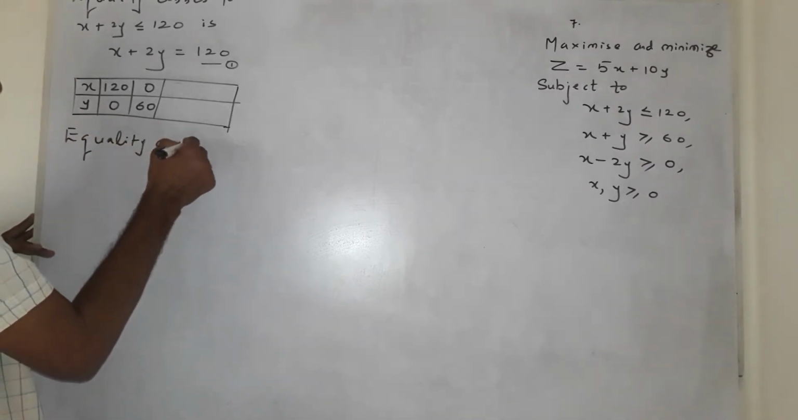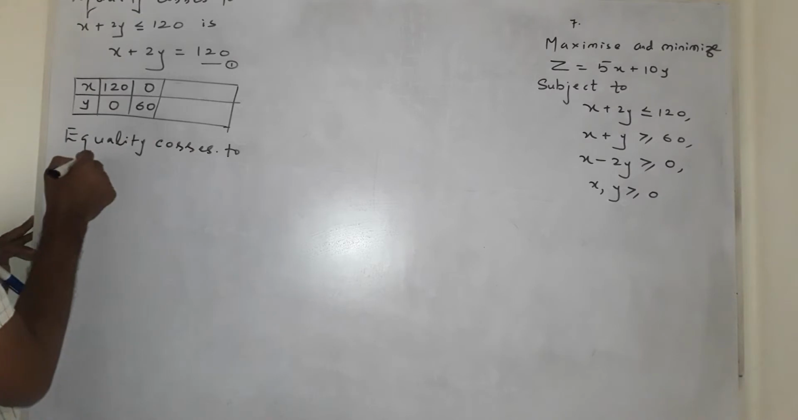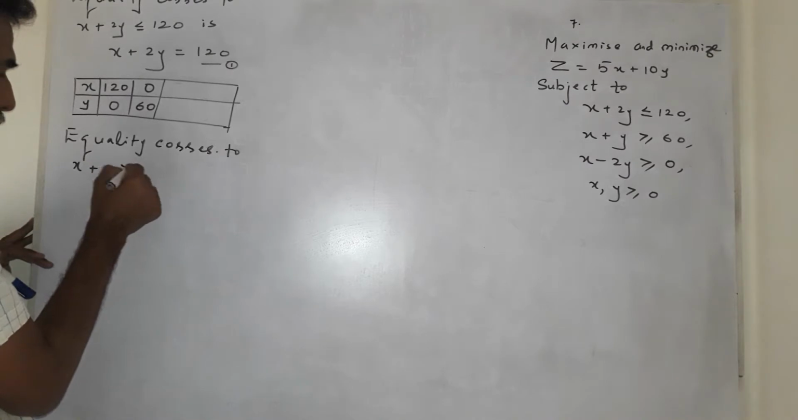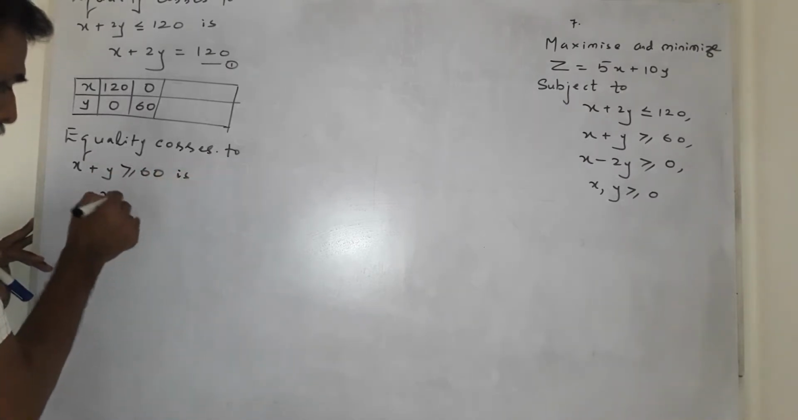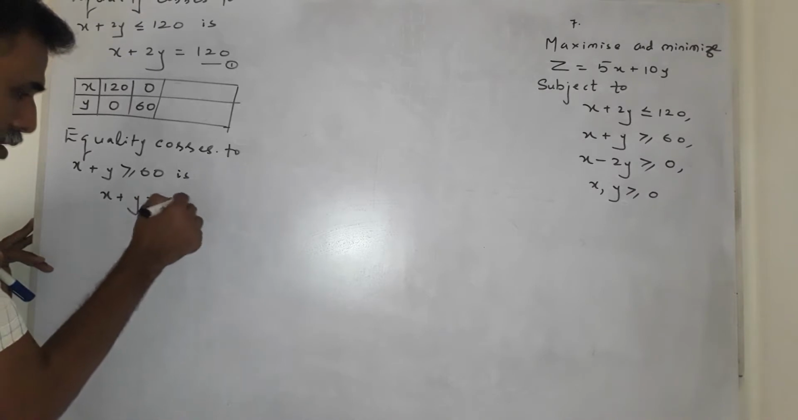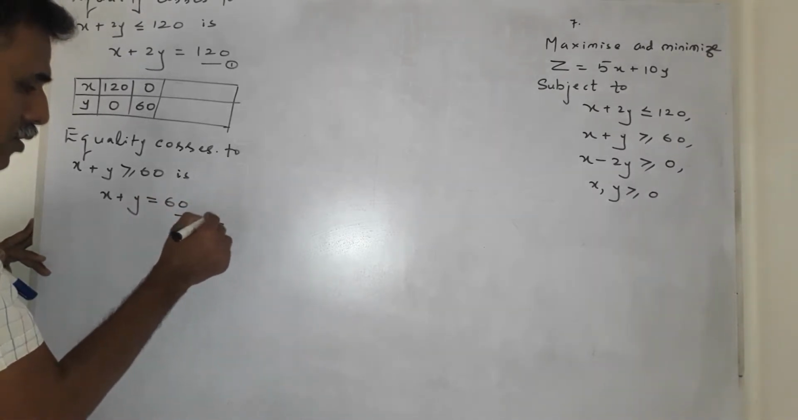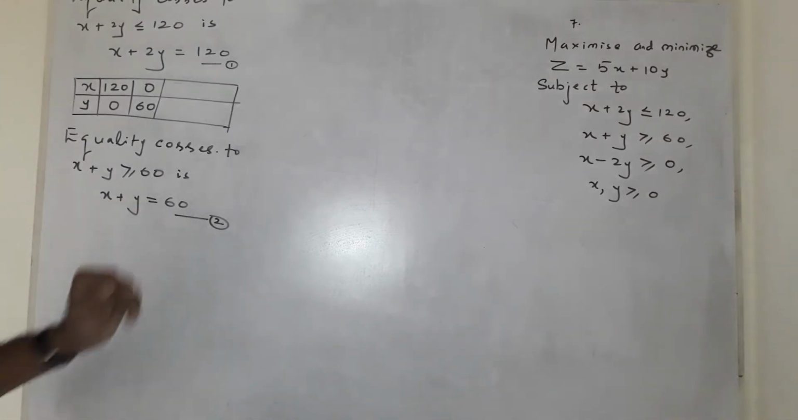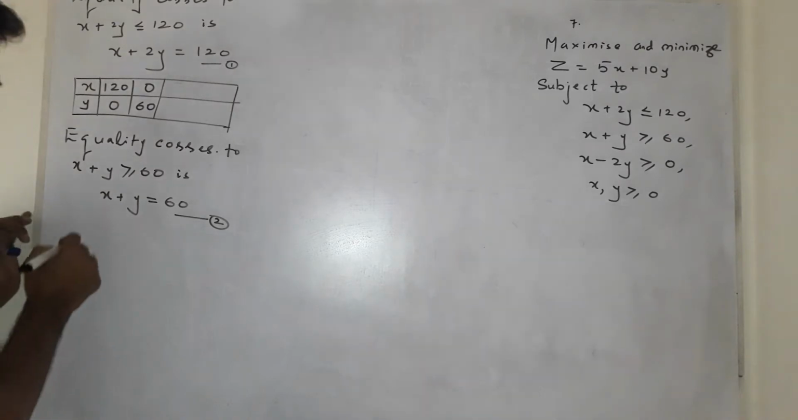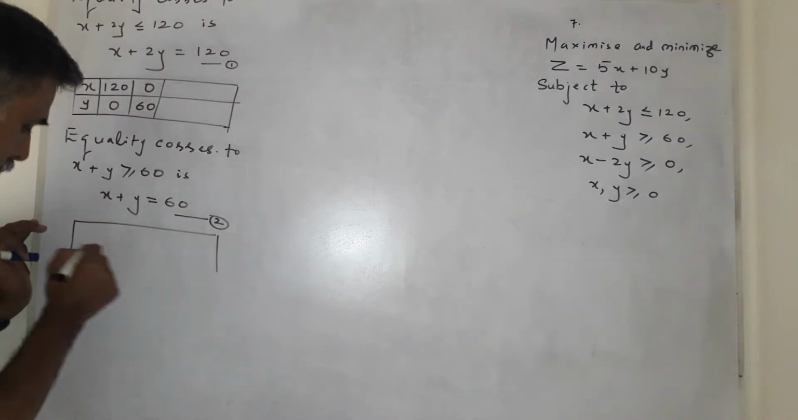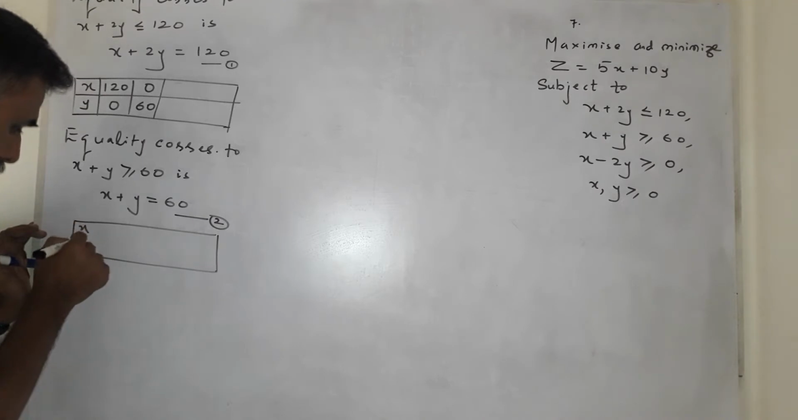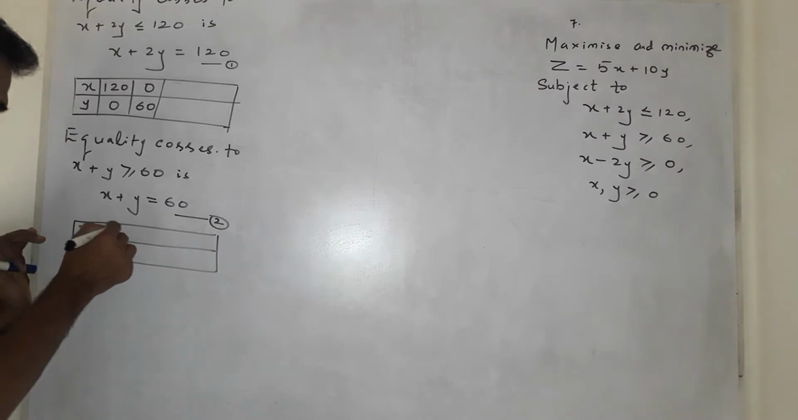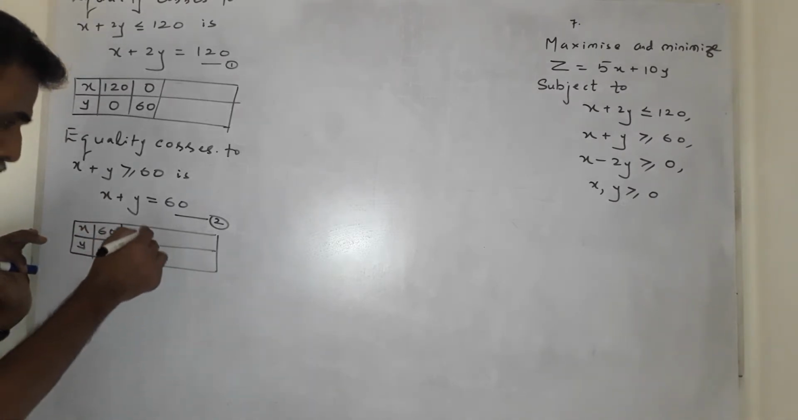Equality corresponding to x plus y greater than equal to 60 is x plus y is equal to 60. Now this represents a line whose x-intercept is 60 and the y-intercept is 60. So when y is 0, x will be 60, and when x is 0, y will be 60.